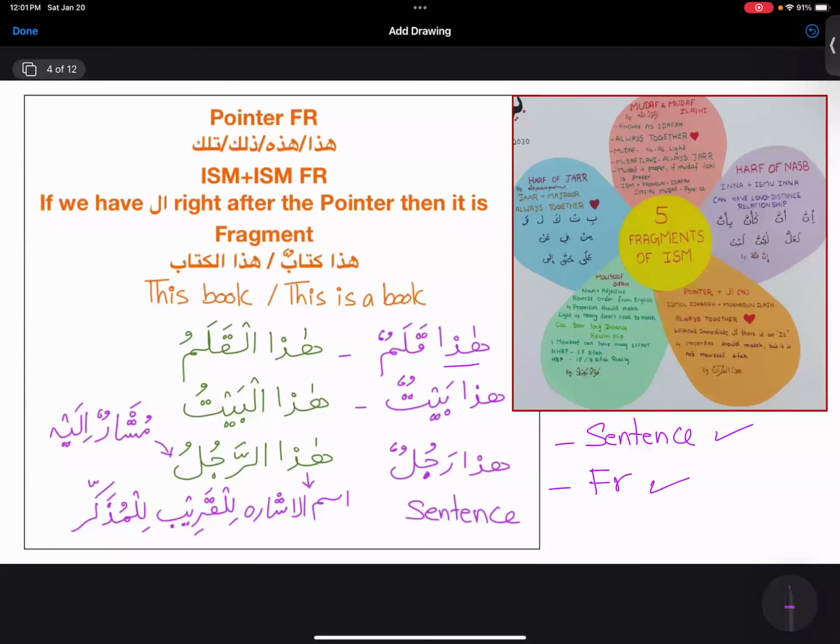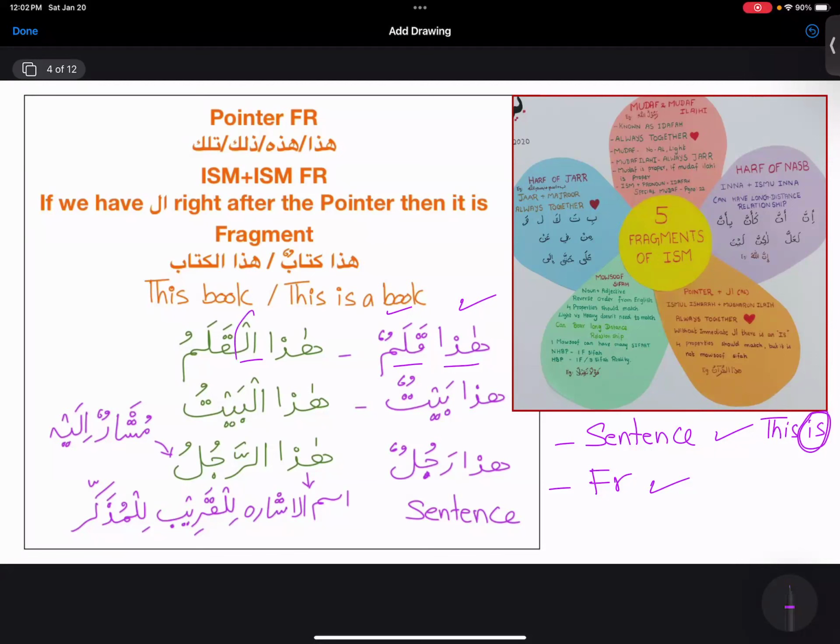Haza kalamun. This is a pen. That was the thing we have learned already. Haza, this is. The meaning of this is already built in there. But then you see hazal kalamu. Do you see the difference between haza kalamun and hazal kalamu? What's the difference?